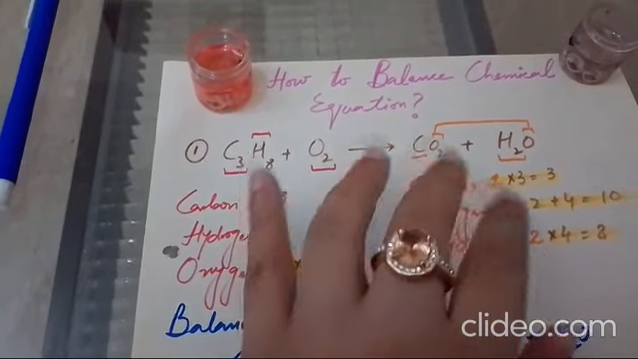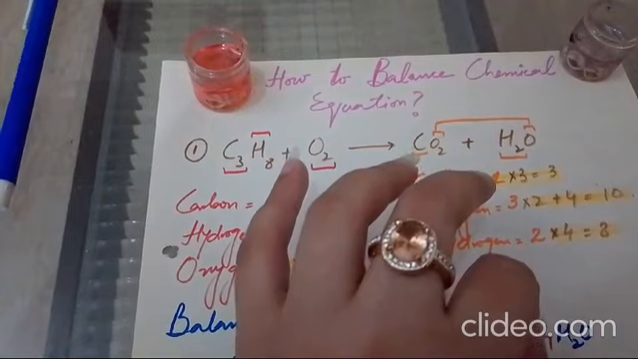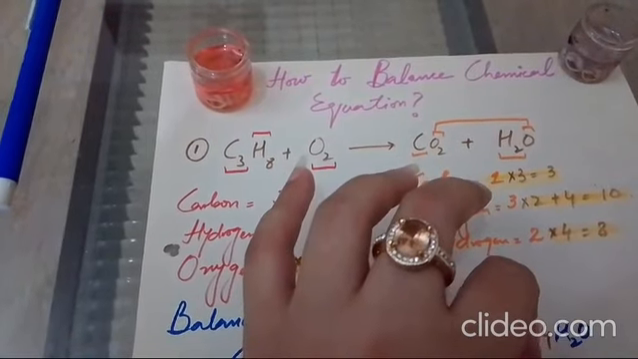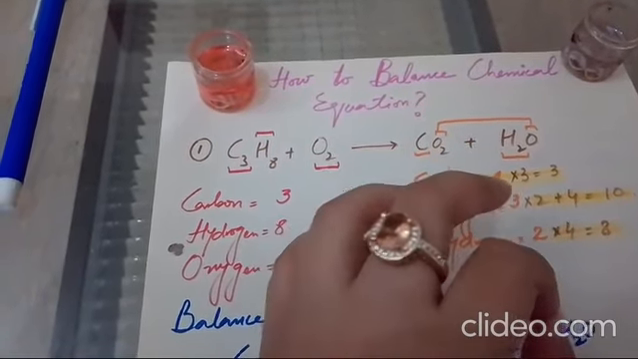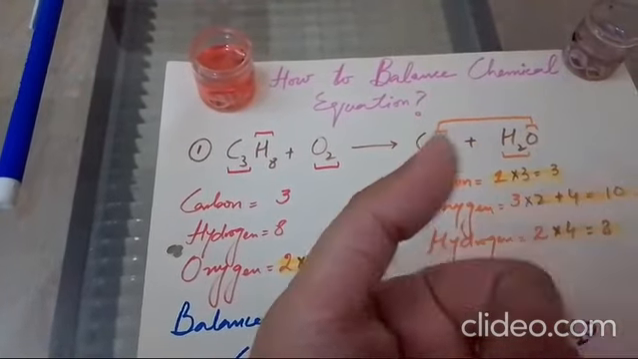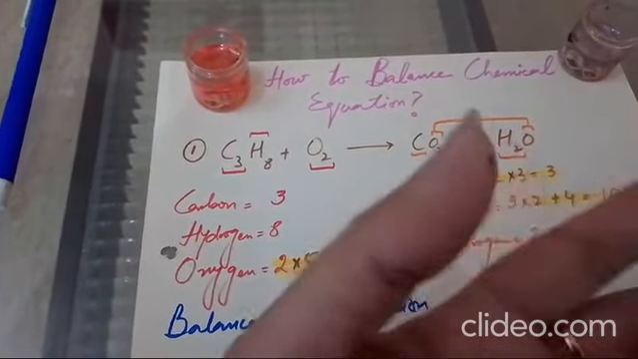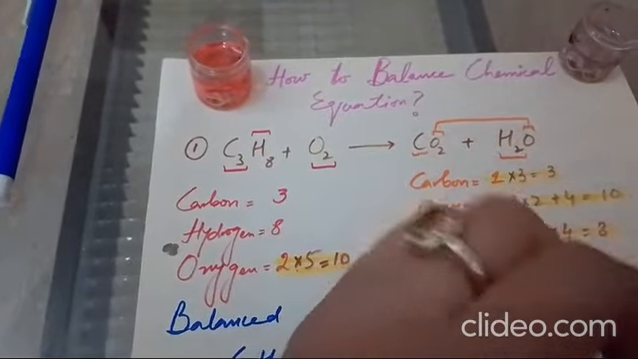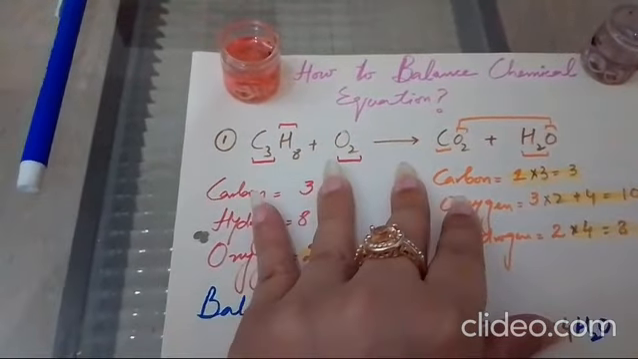And for this, the most important thing is you must know the elements and their names. Means C for carbon, H for hydrogen, Cl for chlorine, N for nitrogen, S for sulfur, etc. This type of know-how is very necessary for balancing.